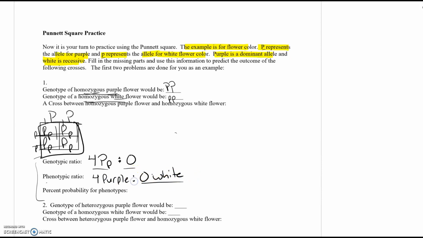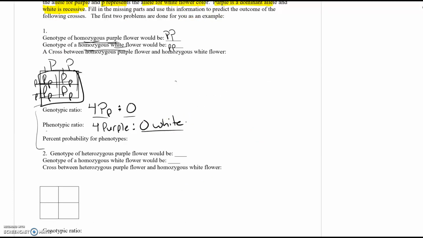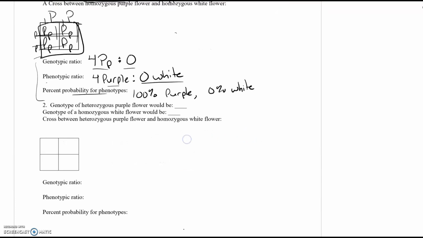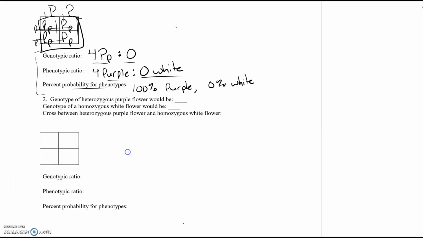So the ratio is kind of silly here when we have 0 of the other possibilities, but this is how we'd write it if it's 0. And we come up with a percent prediction. We have a 100% chance of having a purple offspring and a 0% chance of having a white offspring in this cross here. So this is kind of a boring cross. Let's look at one that's a little more interesting.